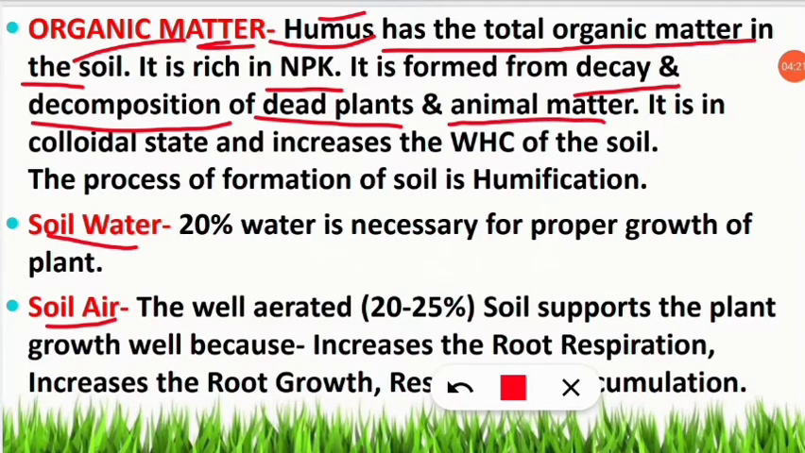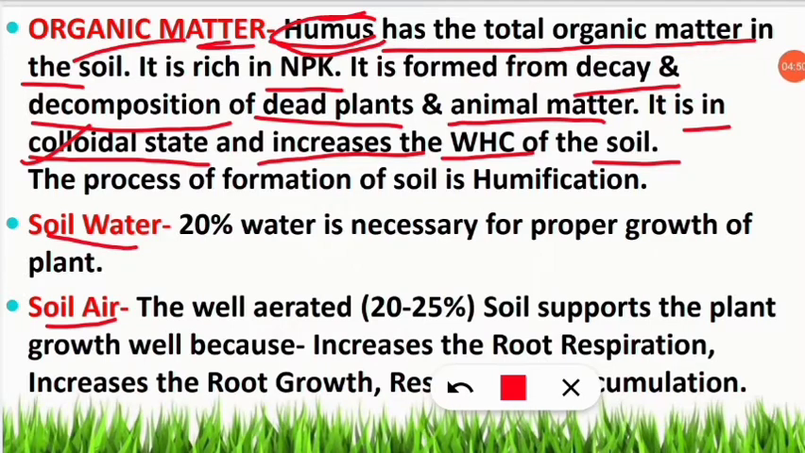So when these animals and plants die or their parts fall down, they decay and decompose to form this matter that is called humus. That is the organic matter. It is in colloidal state. So what state is it in? Solid, liquid, gas, or colloidal? It is found in colloidal state, and it helps in increasing the water holding capacity of the soil. So WHC means water holding capacity of soil, which will be higher if the humus quantity is higher.